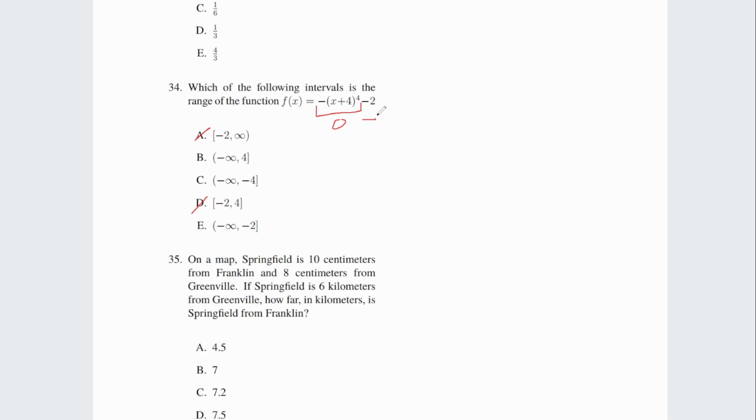And 0 minus 2, which is never going to change, is going to be negative 2, which means the upper limit of this function, the other end of the range of this function, is going to be negative 2. So our answer choice is E.